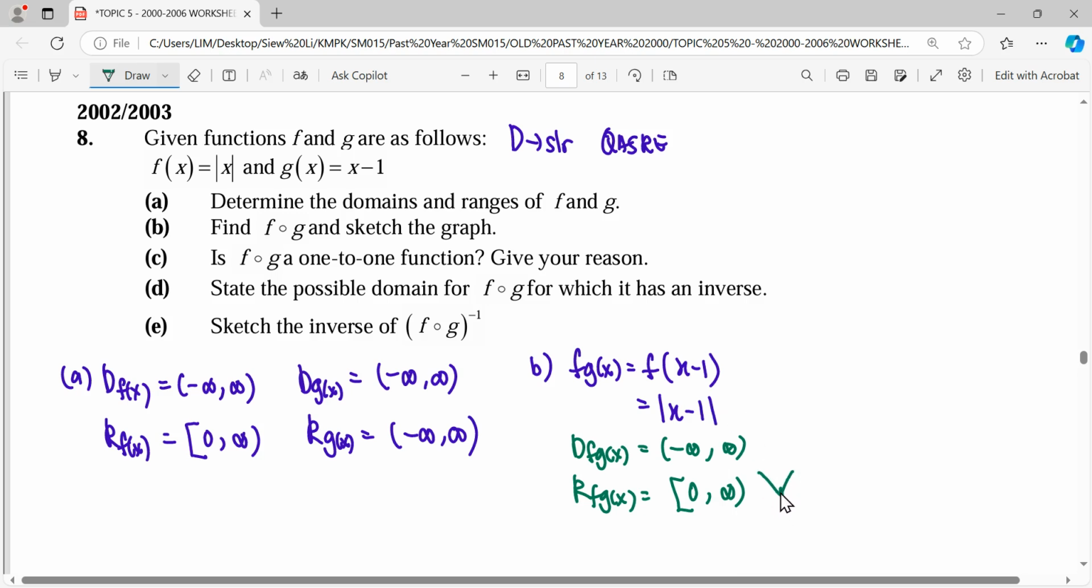So what is your minimum value here? The y coordinate is 0, as you can see here. The x coordinate you have to read back inside the modulus, which is 1. So x minus 1 means x equals 1. So this is your minimum coordinate.